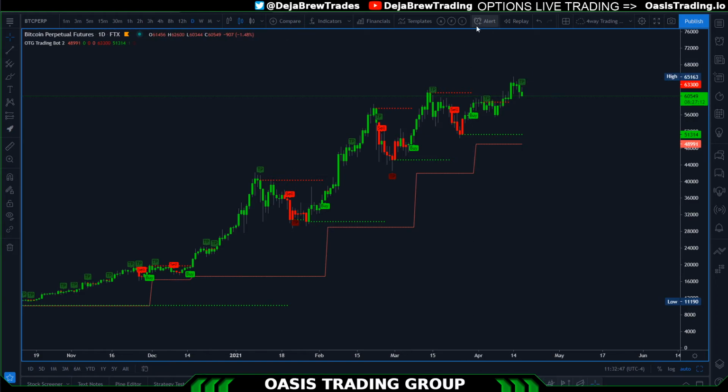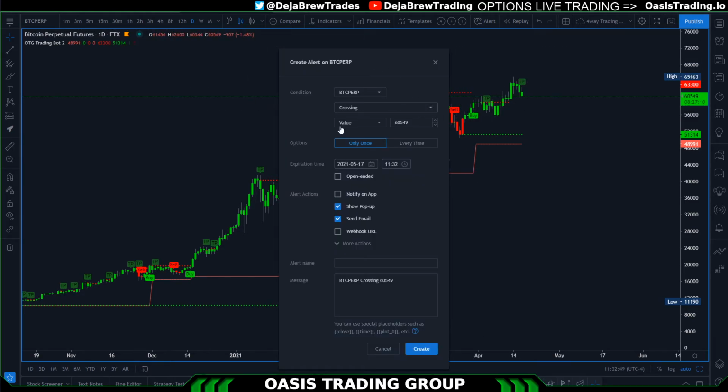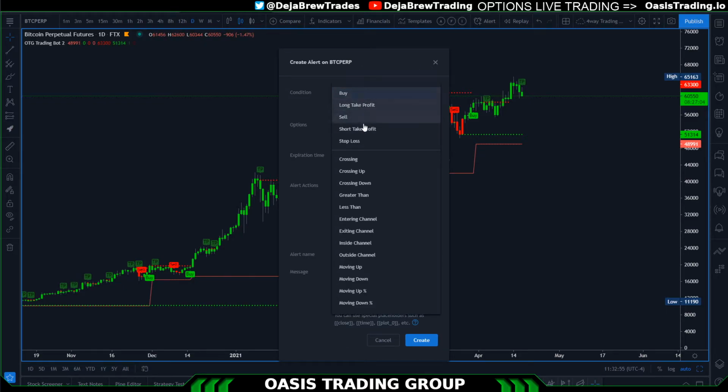Okay, next thing, the alerts. If you guys want to set alerts on the bot, you have to go to alert and then change it to OTG Trading Bot, and then we have all these signals here. We have buy, long take profit, sell, short take profit, and then stop loss.